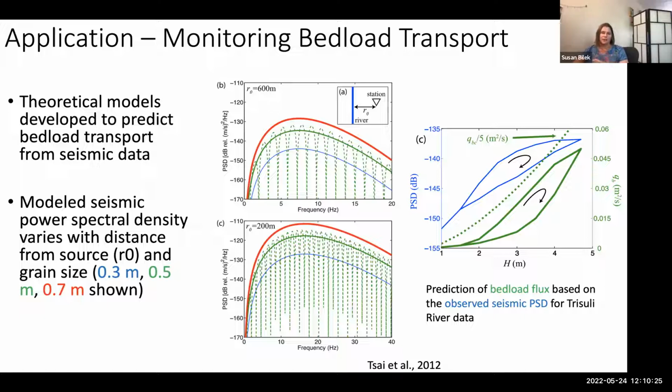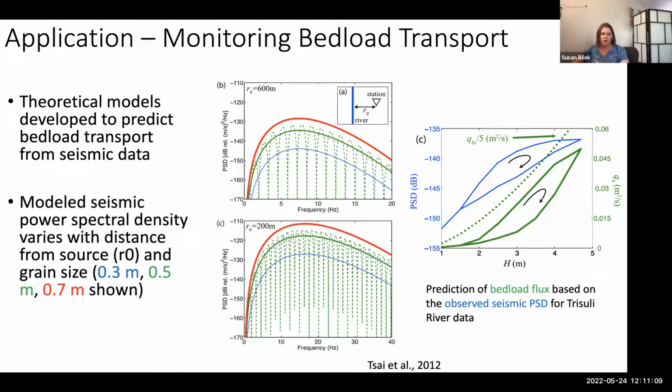These are some figures from the theoretical model that Tsai et al. put together. They predicted that the seismic power, shown on the y-axis in these middle panels, changes as a function of frequency, depending on how far your seismic station is from the river. This is at 600 meters from the river, 200 meters from the river, as well as the grain size of material impacting the bed. The blue is the smallest grain size in their model, and red the largest grain size.